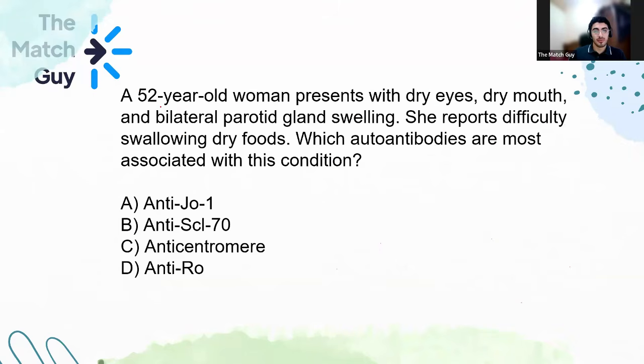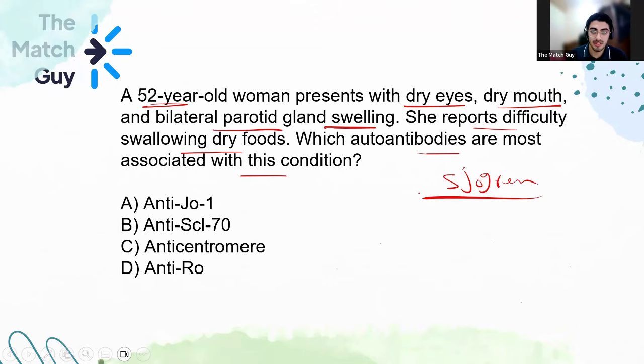Okay. So we have a 52-year-old woman presenting with dry eye, dry mouth, and bilateral parotid gland swelling. She reports difficulty swallowing dry food. Which autoantibody is most associated with this condition? Amazing, guys. Excellent. We call this Sjogren syndrome. And what are the autoantibodies specific for Sjogren syndrome?